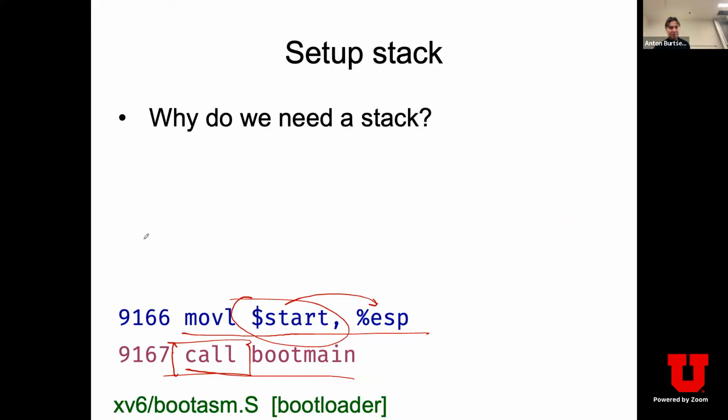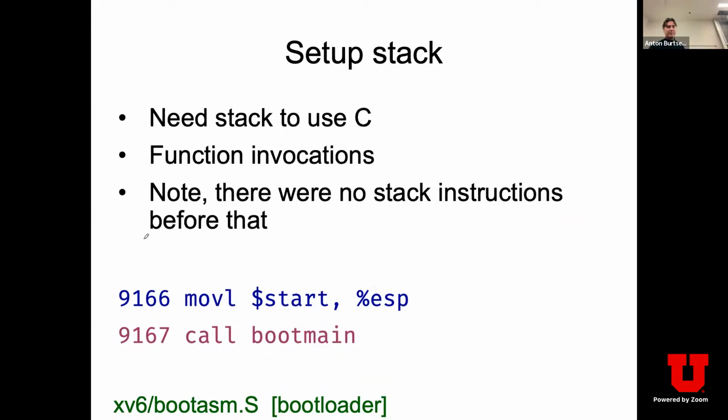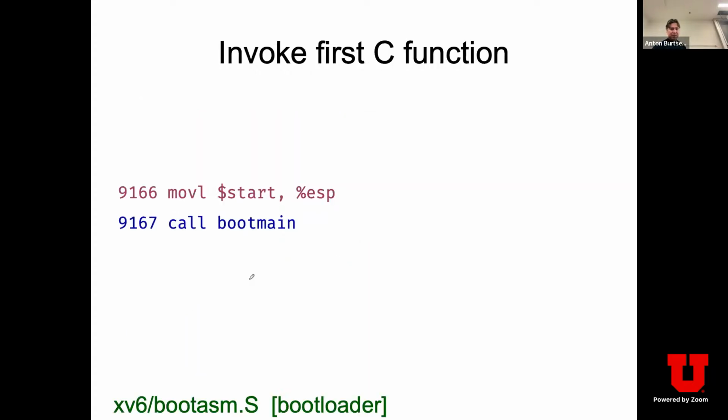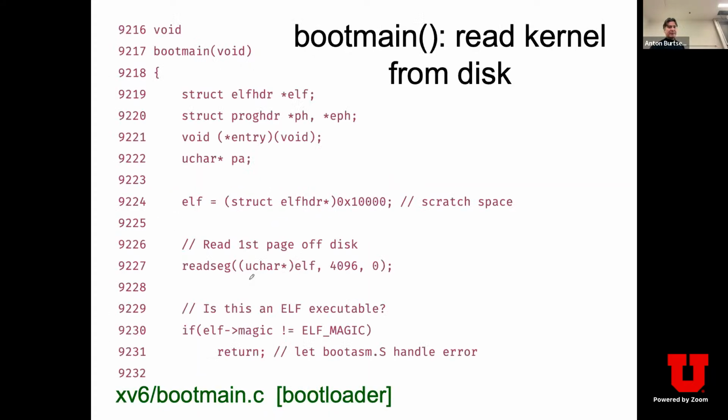Okay, so cool, we did it. So we said, let's put the start label and the stack will be growing down from there, right? And then we call into the boot main function. And the machine will look like this. So we have this blue stack, which grows down from 7C00. And at this point, we are ready to call the C function. And this is the very first C function of the bootloader which we're running.